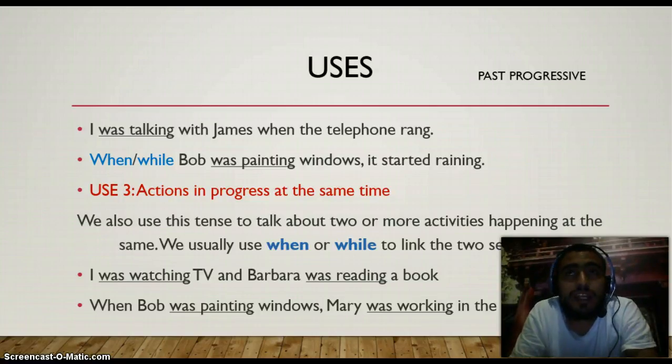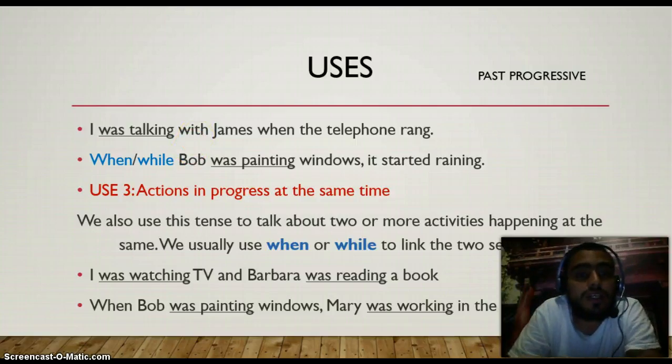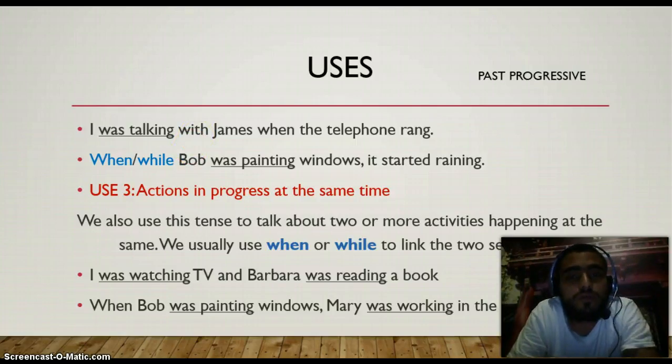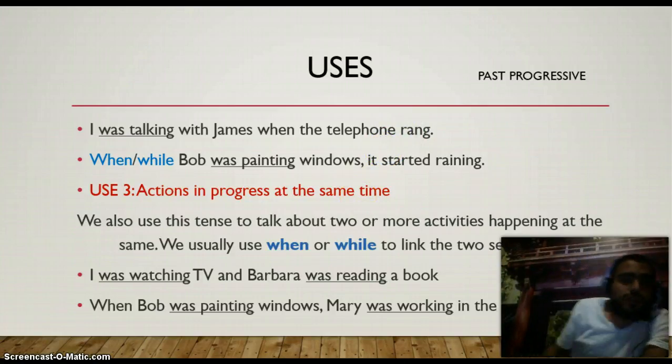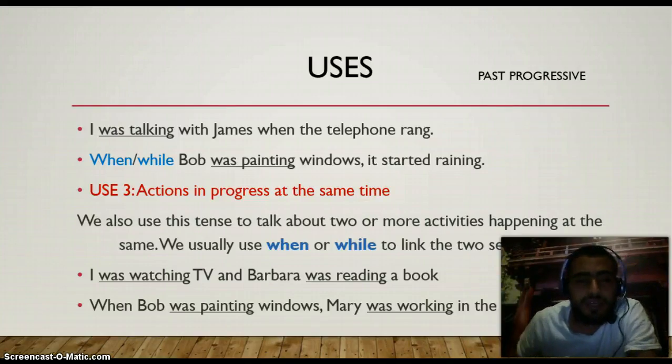We can see two actions happening at the same time, but it is also talking in past tense. I was talking with James when the telephone rang. Two actions, you see, in here and in here, which are happening simultaneously. So we have used three, actions in progress at the same time. Also used to talk about two or more activities happening at the same time.